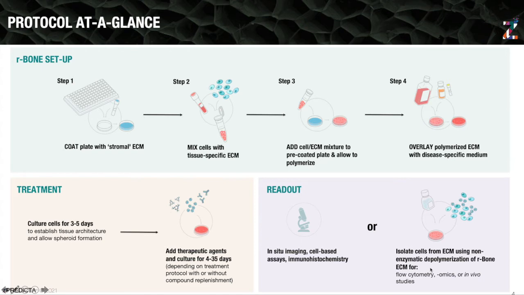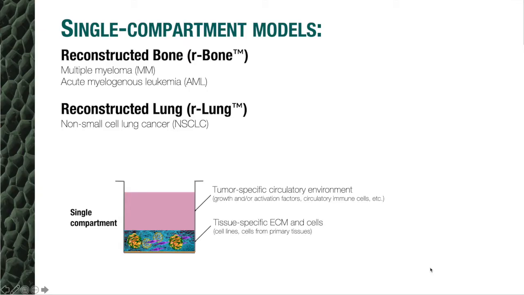So this is a great advantage that we can come back to the exact same spot in the well time after time. Or, at the end point, we can isolate the cells from the ECM using a non-enzymatic depolymerization, so no surface receptors are lost. And this can then be used for flow cytometry or anything else that needs these cells.